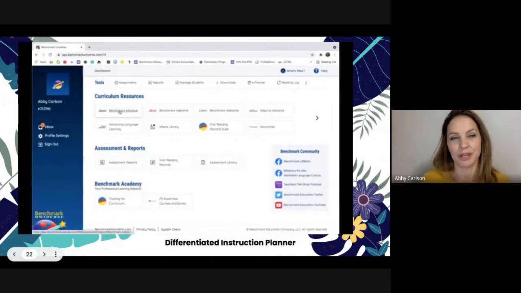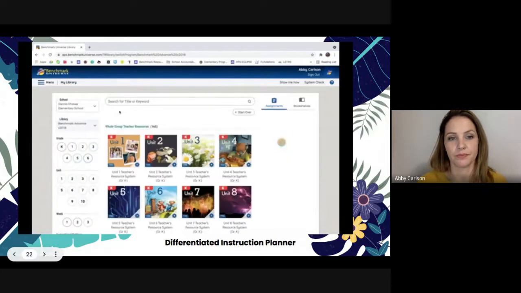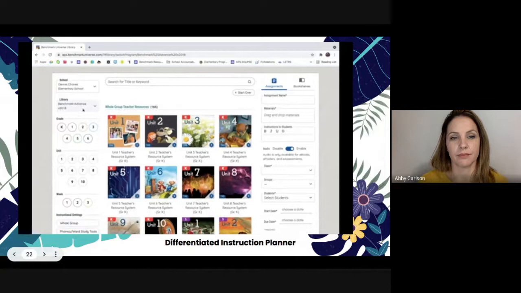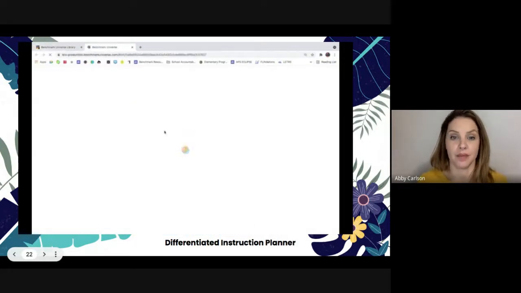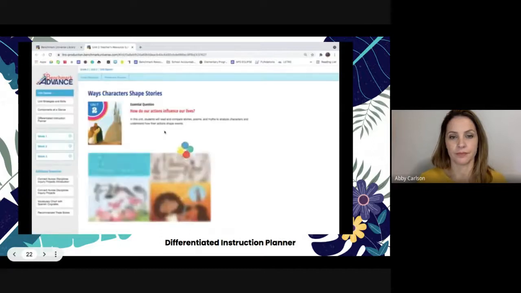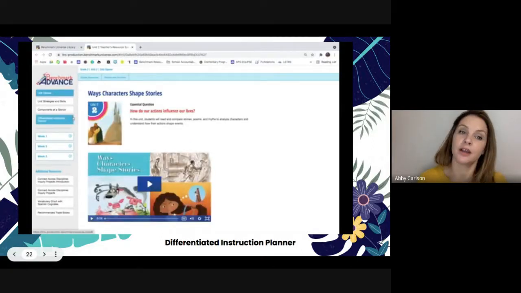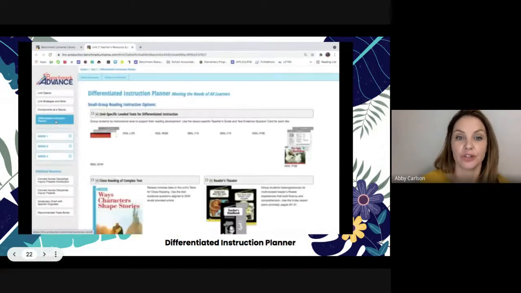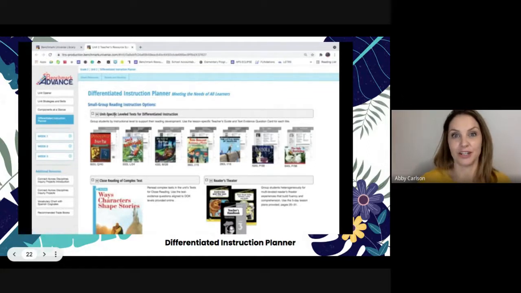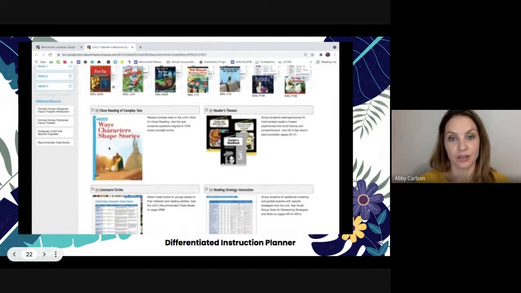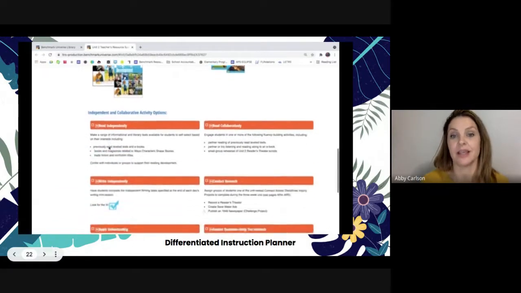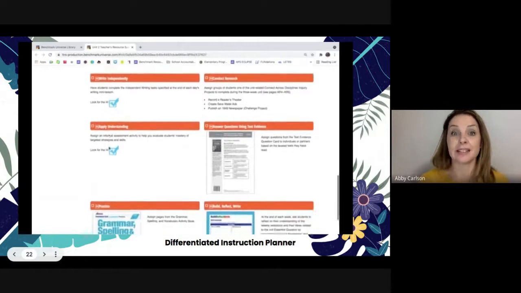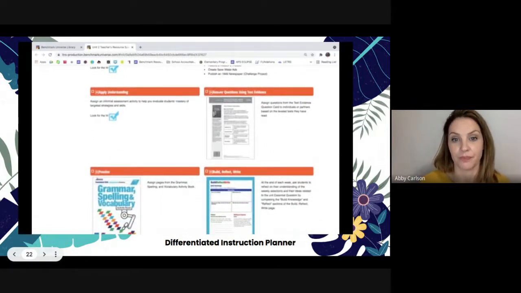We start on Benchmark Advance. Next, you want to select your grade level. I chose grade 3. And then select a unit. I chose unit 2. Once you're here, if you scroll over to the left side, it says Differentiated Instructional Planner. Now, inside the Differentiated Instructional Planner, there's different readers that are connected to the unit: Readers Theater, Literature Circles, our ELD lessons, intervention lessons, as well as different activities that students can work on as well. One of my favorites is answering questions using text evidence.